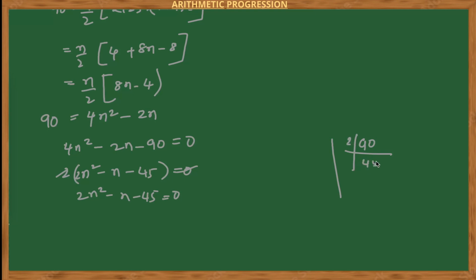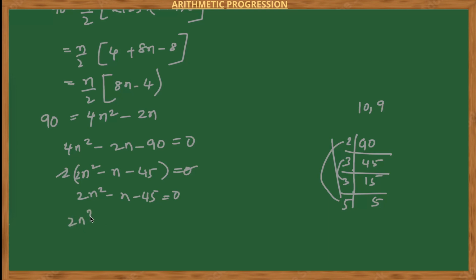45. Okay, then further, does it go in 3? Yes, 3, 15. Does it go in 3? Yes, further 5. Okay, so we can form this factorization here: 10 and 9. Okay, let's move forward.